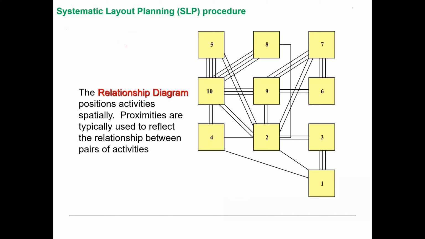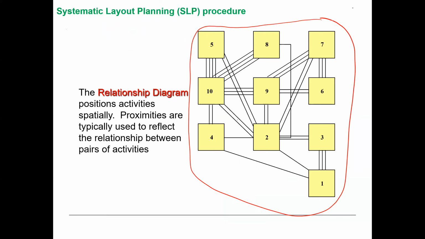So the relationship diagram positions activity spatially. Proximities are typically used to reflect the relationship between the pairs of activities. So in this diagram, it looks like all departments have the same size, which is not typical. But again, let's say we have this kind of box shape here, but the area that we have for the layout is something like this, then we have to move these boxes around to try to fit this area in by taking into consideration the strengths of the connections given by the lines.